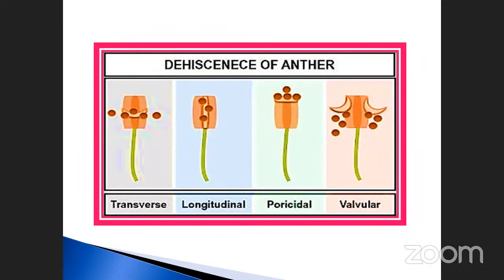See that another same thing, this is called transverse. The pollen grains come out. This is longitudinal and poricidal. Poricidal means nothing but a small pore on the top. The microspores come out. Valvular, I already told you, is just like the opening and closing of an eyelid.